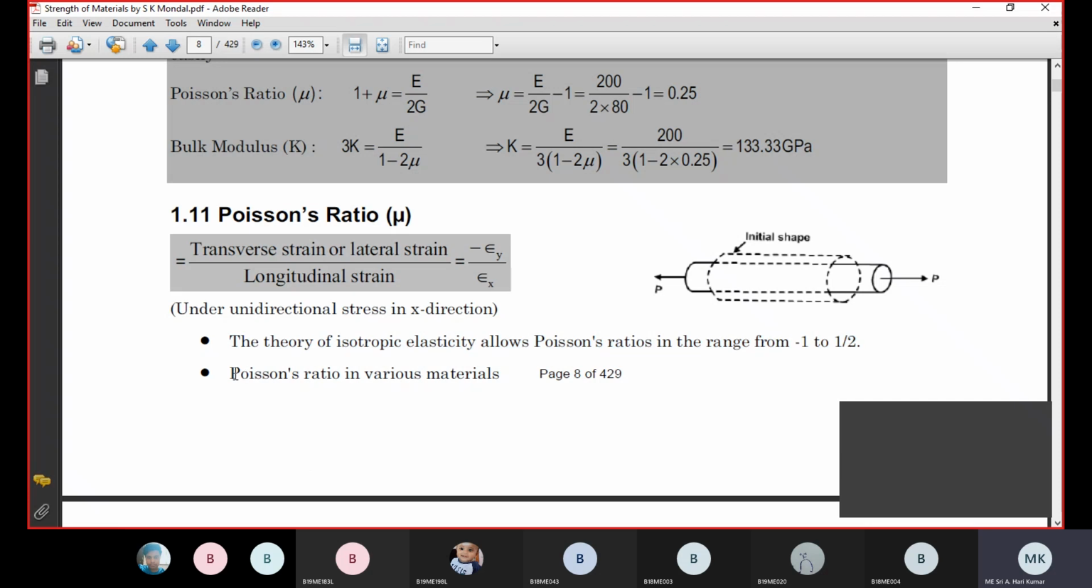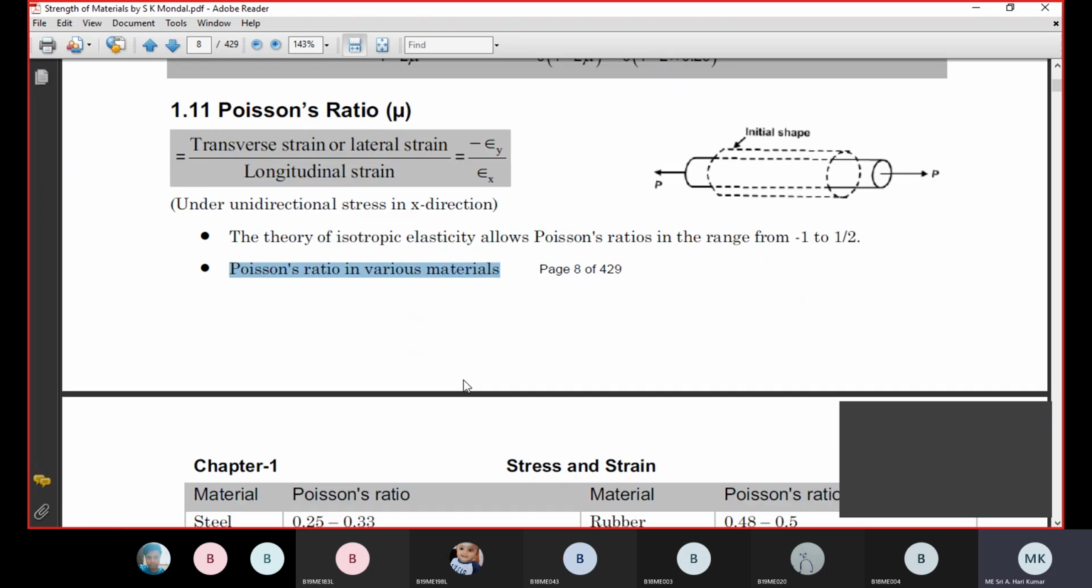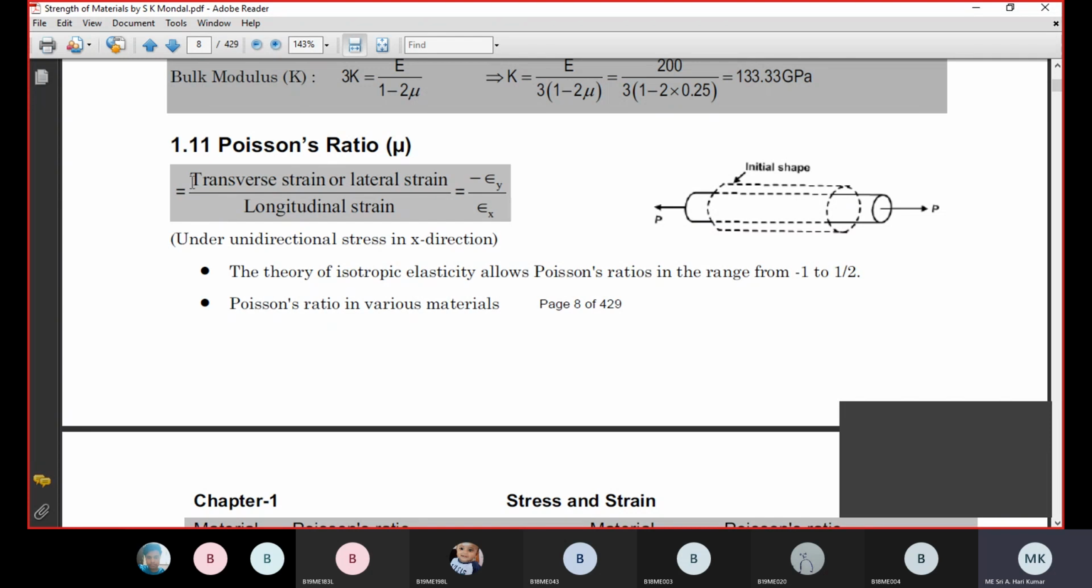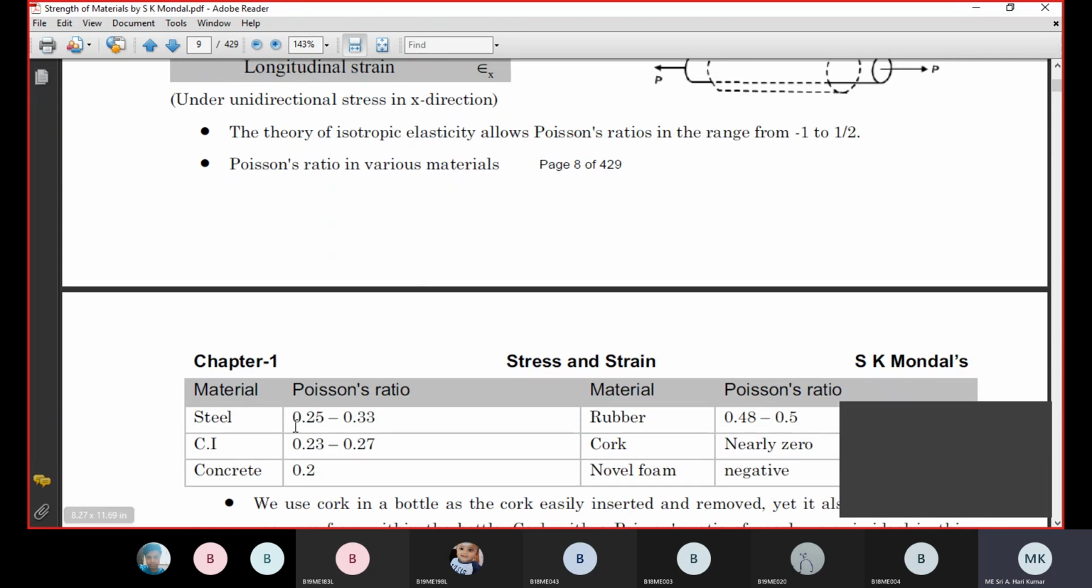You see, Poisson's ratio varies in various metals. Steel is 0.25 to 0.33, and cast iron is a little bit low. Concrete again goes low because it doesn't expand. Because the numerator should be high. Numerator should be high, then only we'll have a higher value. Steel is more ductile or malleable, so it has a little more value. Cast iron is brittle. We don't have much higher value. Concrete is again a brittle material, so we have a lower value.